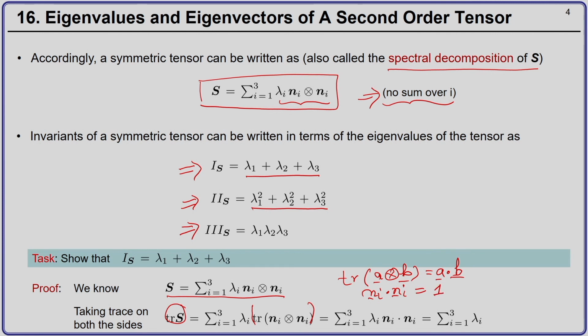Once you have trace of Ni tensor product Ni as 1, you are left with only summation over lambda i's, which is nothing but lambda 1 plus lambda 2 plus lambda 3, and that is what we wanted to show. Similarly, you can show the other 2 expressions here. You start with the expression for the second invariant and the third invariant, and you can definitely show that these properties hold. And these properties will be used later on during hyperelasticity.